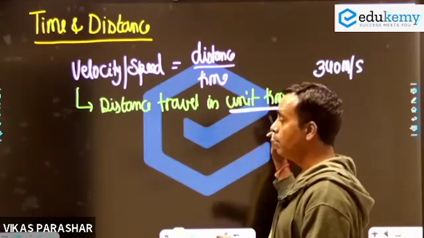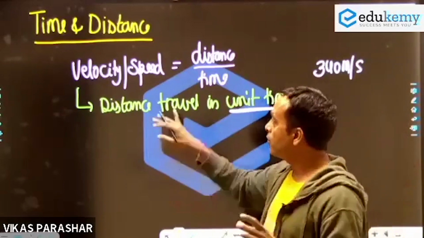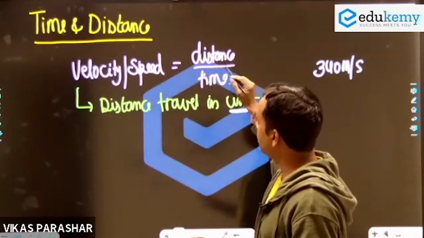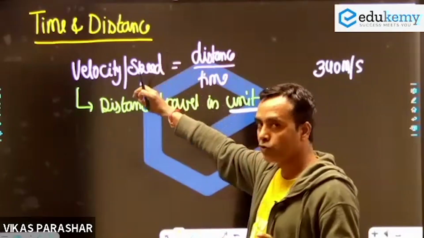Unit time may be a minute, unit time may be a second, unit time may be hours. It's called the velocity. Or you can say that in this formula, if t equals 1, then velocity equals distance. So distance traveled in unit time is called velocity or speed.